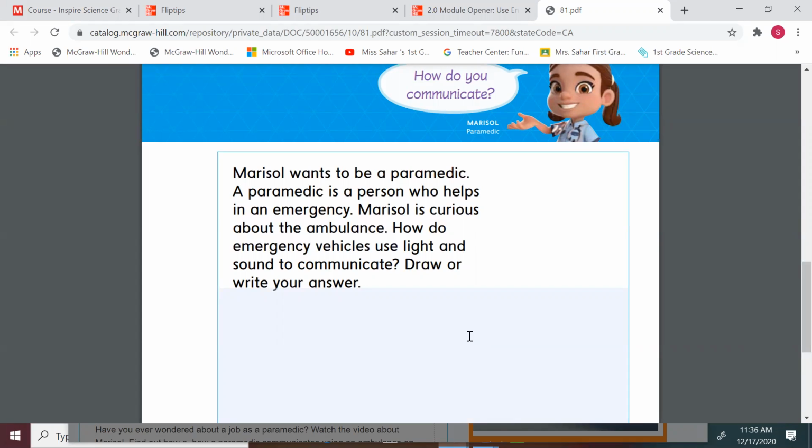All right, so that's it for today. We learned the new words: communicate, electricity, receiver, and transmitter. And we learned that some devices use lights and sound to communicate, such as the ambulance or firefighters' fire trucks, and police officers' police cars also use sirens and lights. So this is what we have for today.